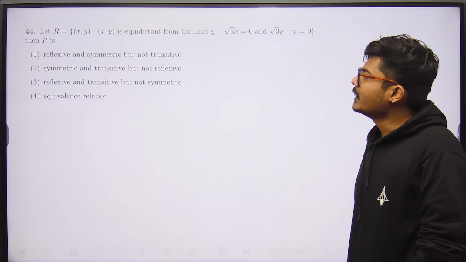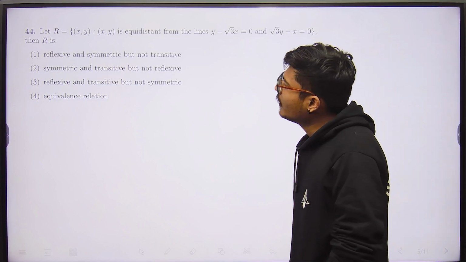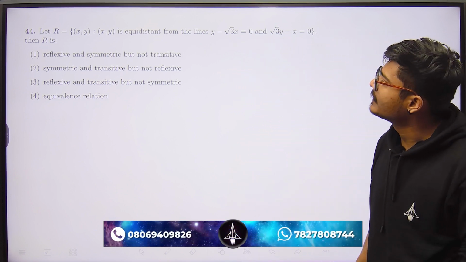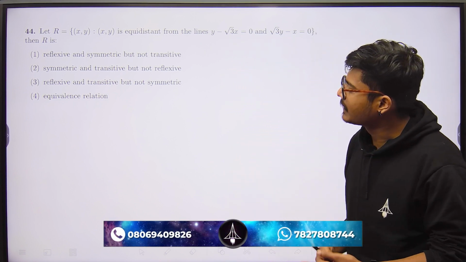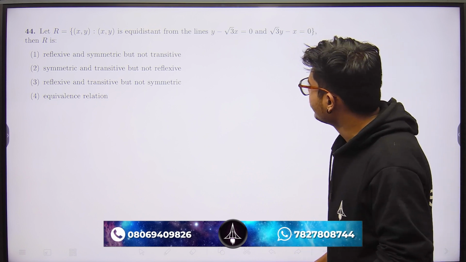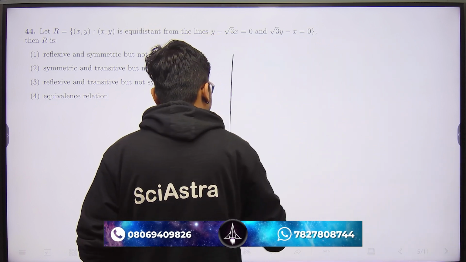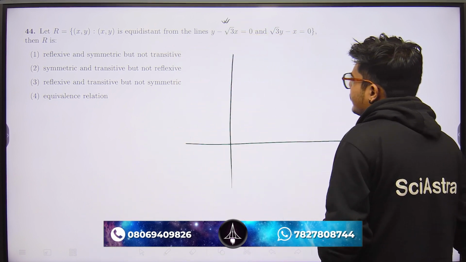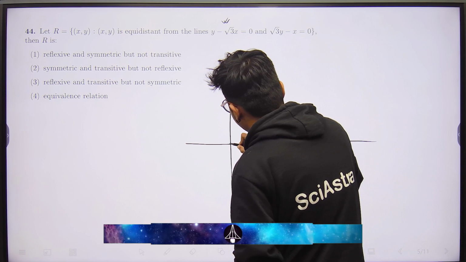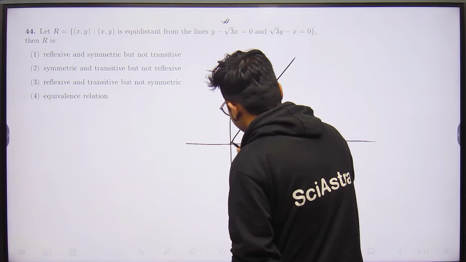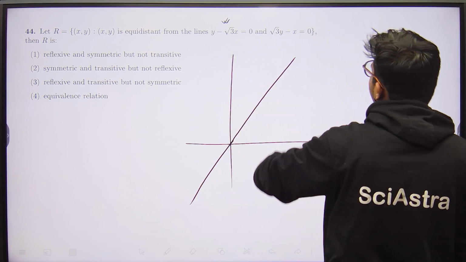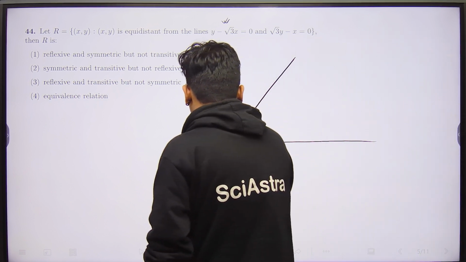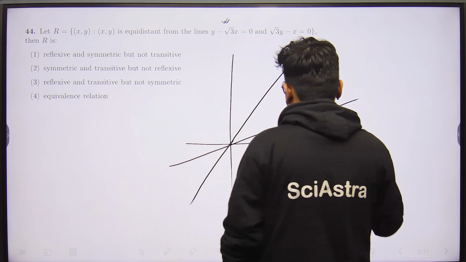Coming to question 44. Let R be all ordered pairs x, y, where x, y is the point equidistant from these two lines. Then R is what type of relation? Okay. So let's start off by plotting these two lines. So what will the first line be? If you look at this line, this is basically y equal to root 3x, right? So it's a straight line passing through the origin with slope 60. Similarly, if I look at the second one, that is basically y equal to 1 by root 3x. It means basically the angle it makes will be 30 degrees, right?